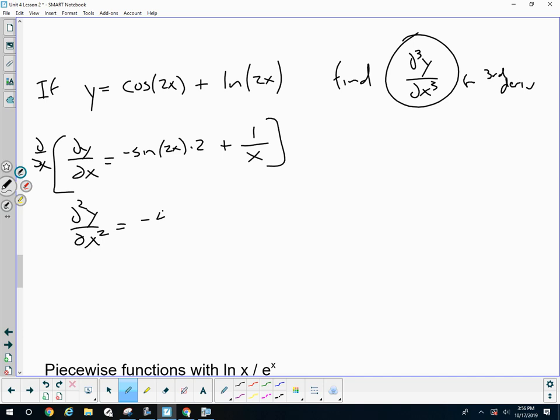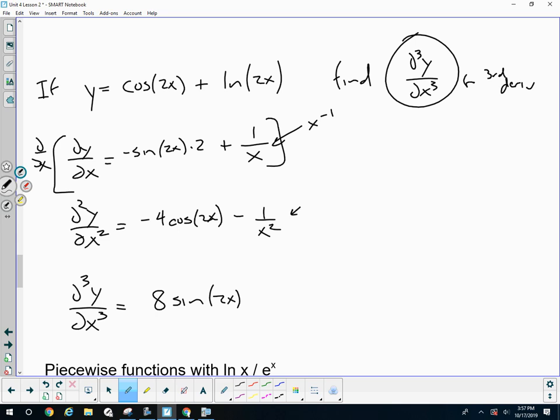This would become negative 4 cosine 2x. Remember the derivative of 1 over x: rewrite it as x to the negative first. It'd be negative 1 x to the negative second. Take the derivative again. We'll get d cubed y over dx cubed. This would be a positive sine 2x. The 2 would be multiplied by the 4 to give me positive 8 sine 2x. Derivative of negative cosine is positive sine. This turns into x to the negative second. Its derivative would be negative 2 x to the negative third. That negative and that negative would cancel.